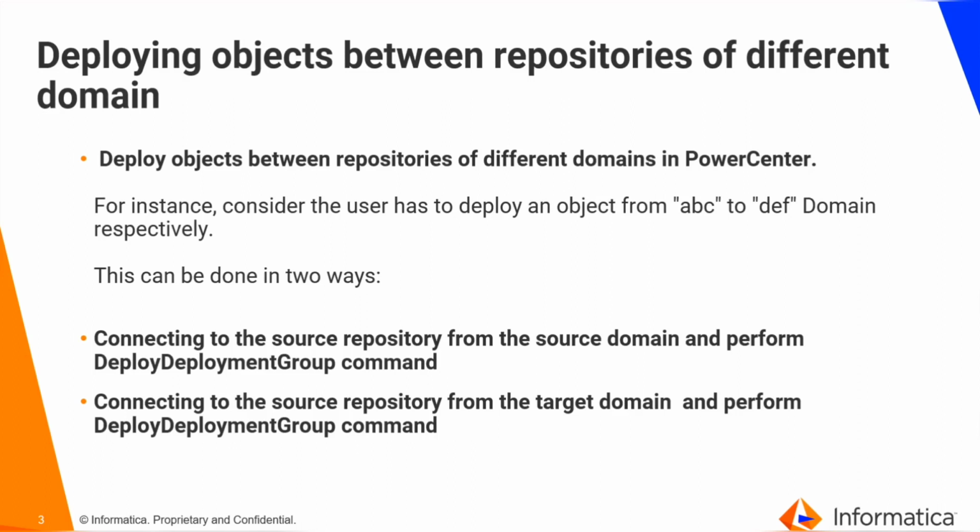So what I'm trying to say is, for the deployment to take place, first we have to connect to the source repository from either of the domain servers, and we need to run the deploy deployment group command where the target repository details are provided as well.